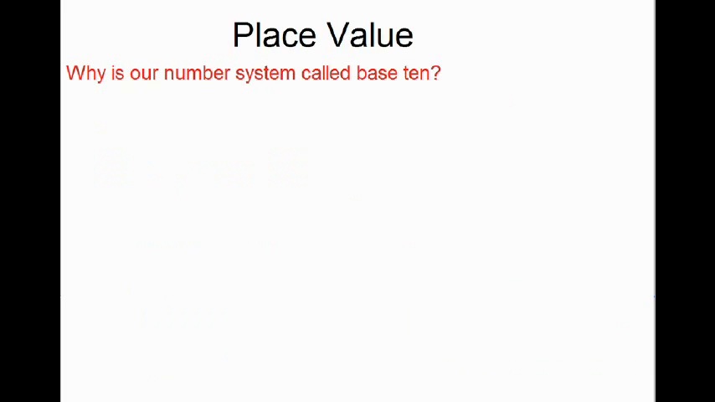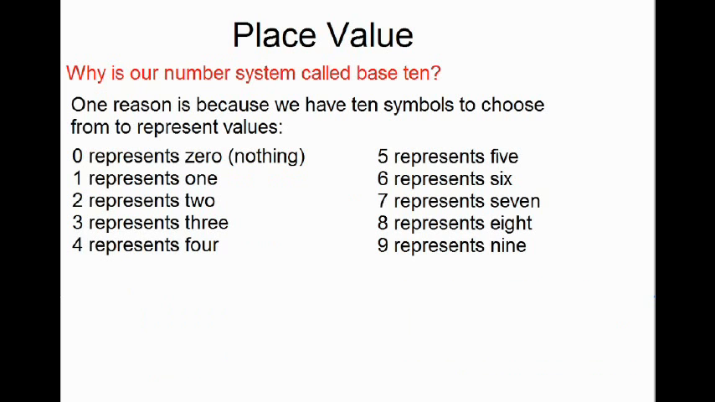And the first question you're probably going to ask yourself is, well, why is it called that? Why would it be called a base 10 number system? And there's a variety of reasons why it's called a base 10 number system. So one reason is because we have these 10 symbols to choose from to represent values. And by grade 6, you're familiar with these symbols. From 0 to 9, those are the 10 symbols that we have in our number system to represent values.